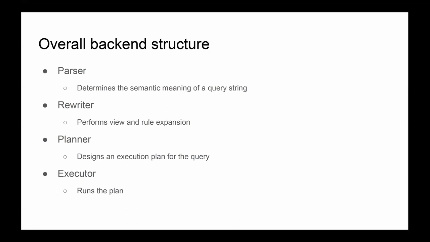This is the overall backend structure. First, we have the parser to determine the semantic meaning of a query string. And then the rewriter to perform view and rule expansion. Next is the planner, who designs an execution plan for the query. And the last is the executor to run the plan.